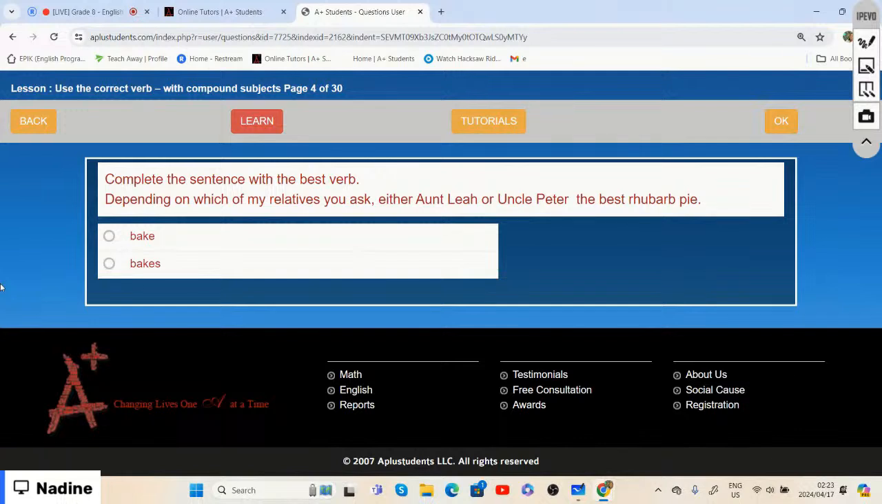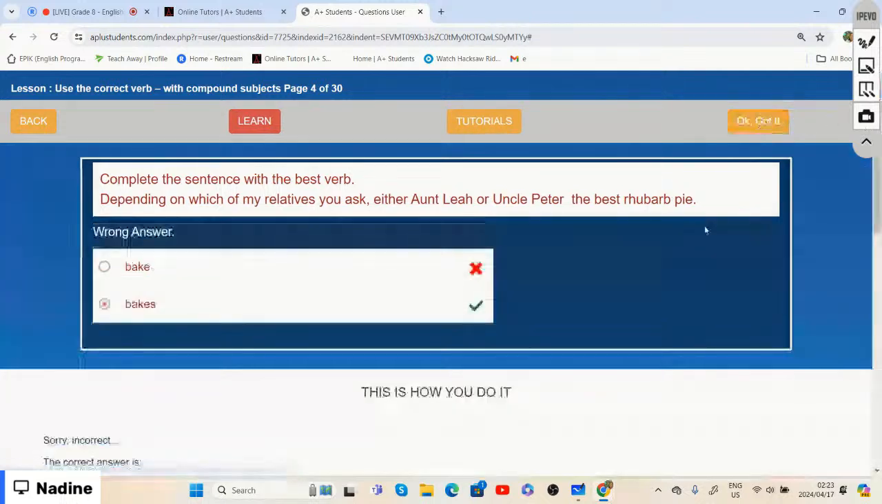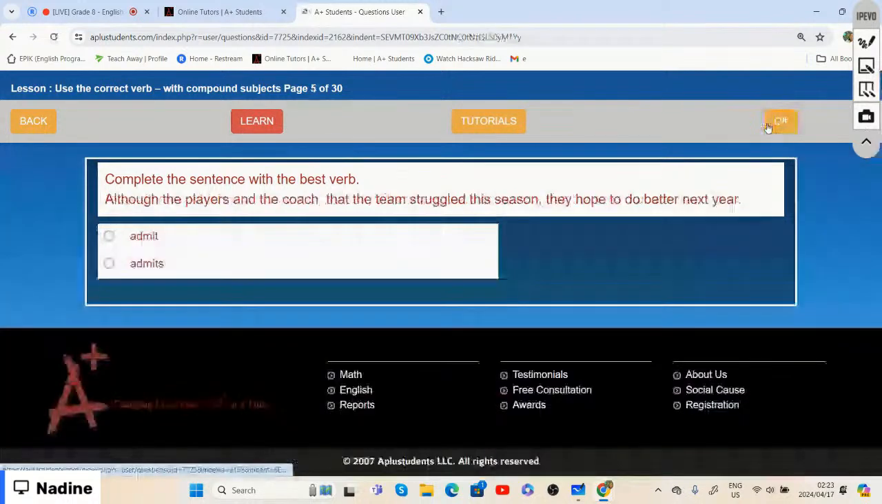All right, so we can say depending on which of my relatives you ask, either Aunt Leah or Uncle Peter. So either Aunt Leah or Uncle Peter, right? Bake the best rhubarb pie. Do we say bake or bakes? So it's bakes because it's either one, right? Bakes the best rhubarb pie. So bakes is correct.